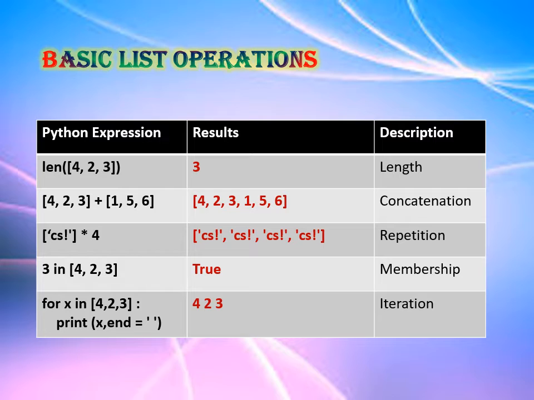And next, iteration. One element will be assigned to the variable x from the list, for x in L, and it will be printed inside the for loop using the separator end equal to space. So leaving a space, it prints the value.